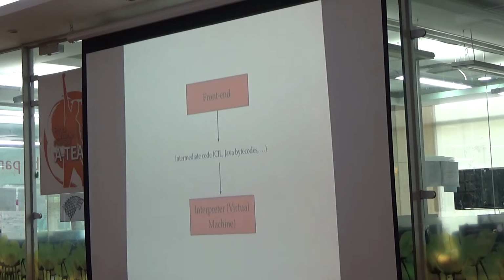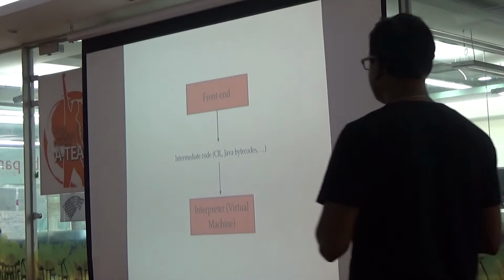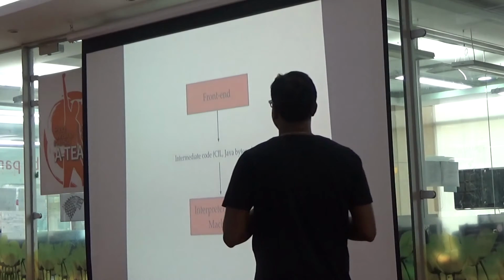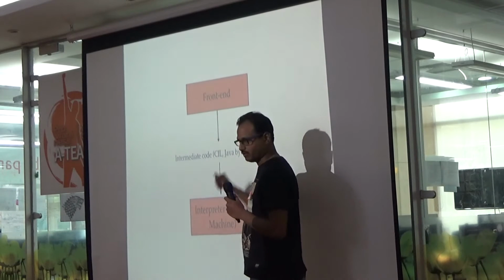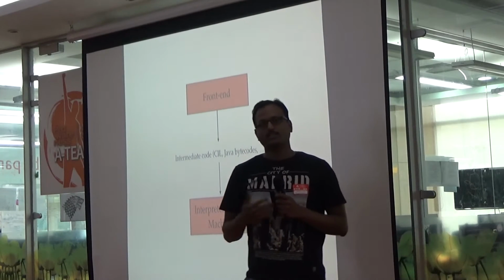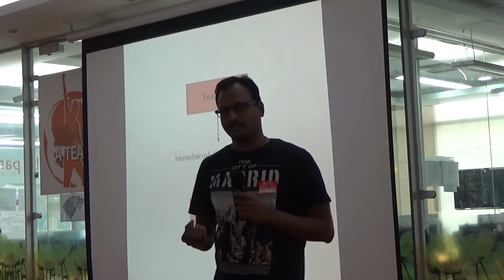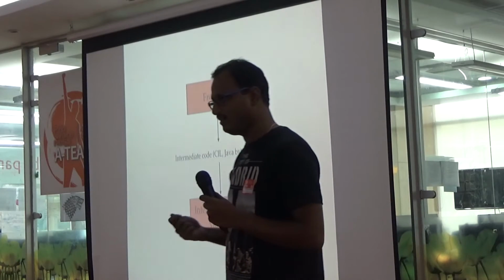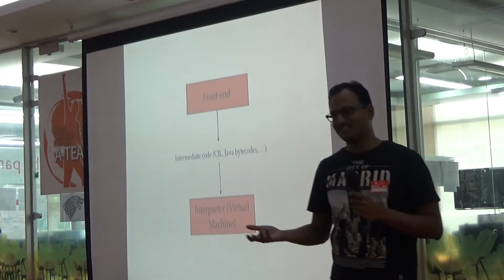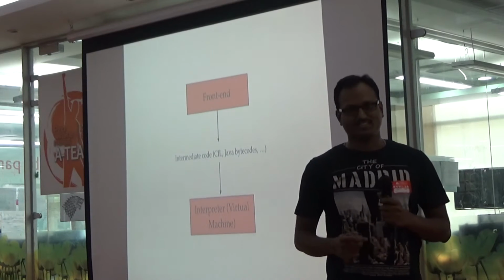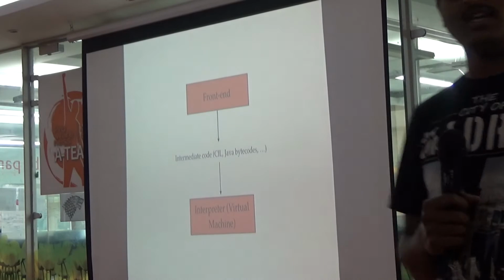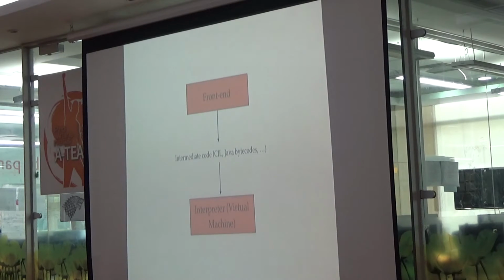Now, here is something very interesting. We have a compiler front end which translates the input code to intermediate code. This applies to many languages, for example Java, C#, etc. In case of C#, it is CIL. What is CIL? Common Intermediate Language. And then the VM executes these instructions.